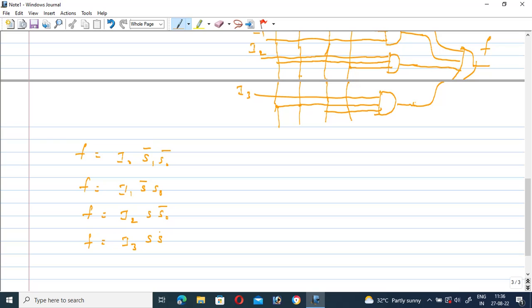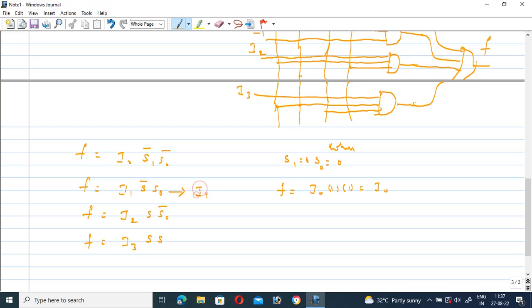So let us see the possibilities for the first consideration. When S0 is equal to 0 and S1 is equal to 0, what happens? F is equal to I0. S1 bar means 1, S0 bar is also 1, therefore it selects only the I0 value. In the remaining cases, let us see the possibilities for the second consideration here also.